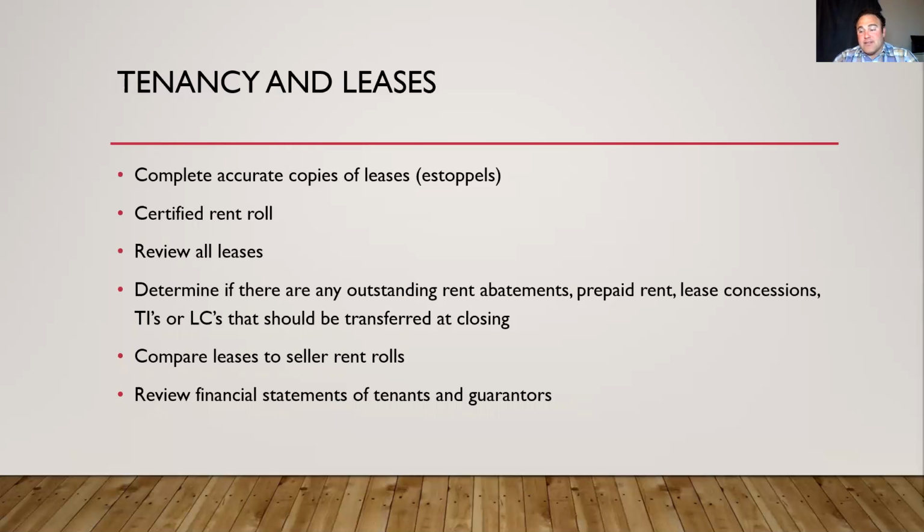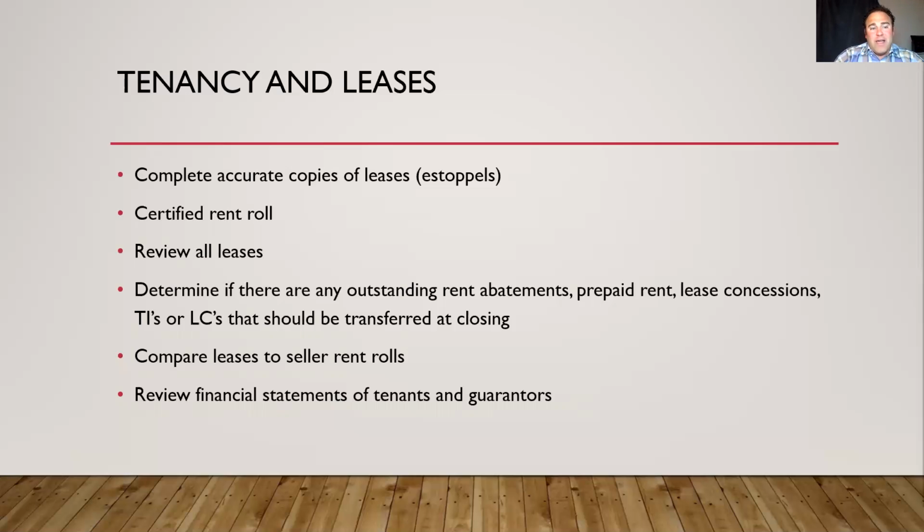Review all the leases. A lot of times in commercial assets, we'll get an opinion drafted from legal, because some of these leases are fairly complex, and we just want to make sure that we truly know and understand all the different points in the leases that we're getting. Determine if there's any outstanding rent abatements, prepaid rents, leasing concessions, tenant improvement allowances, anything like that.